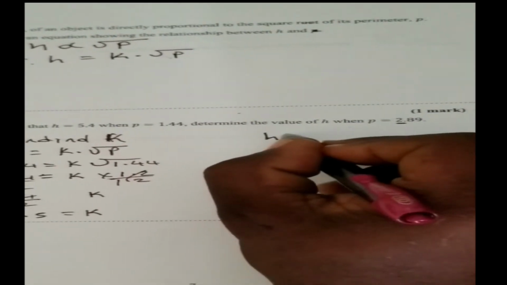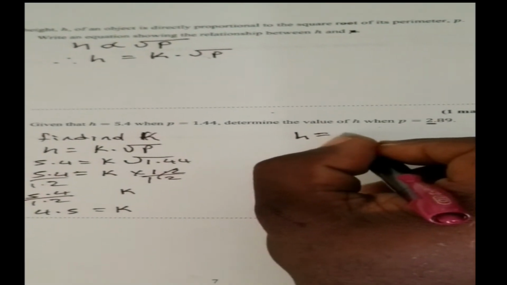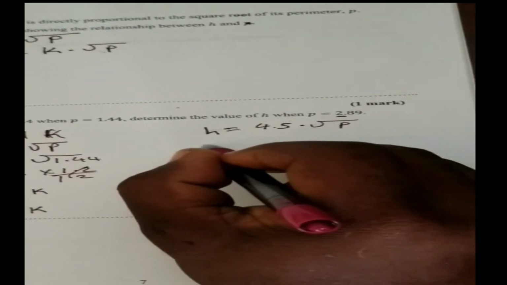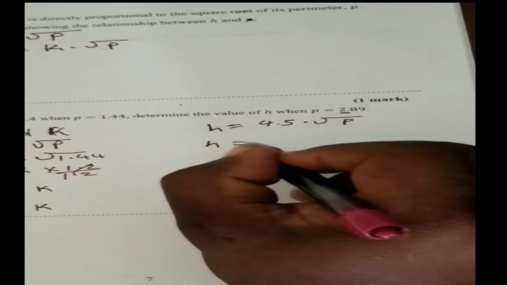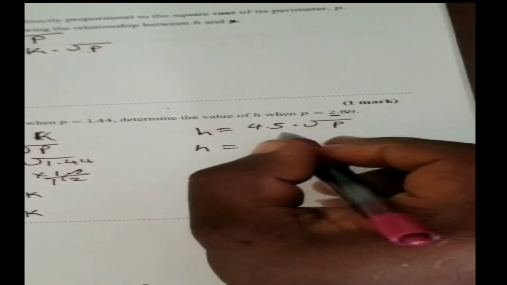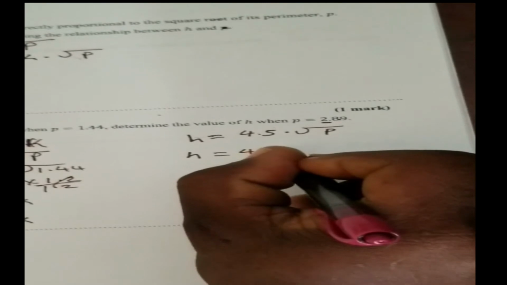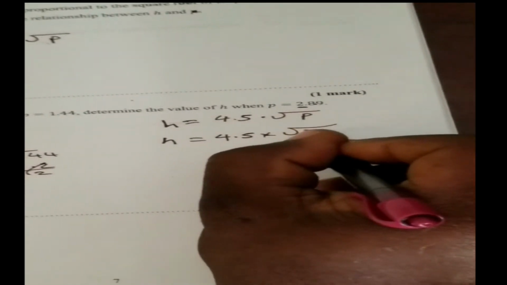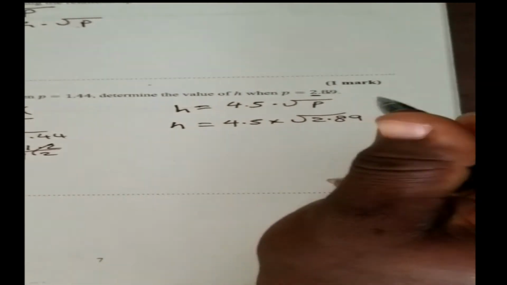So in rewriting the general equation for this, we need to say that h is equal to k, which is 4.5, times the square root of p. And this is us rewriting it in the general equation. With that said, now we want to find h, and we know that our p is equal to 2.89. So we're going to say h is equal to 4.5 times the square root of p, which is equal to 2.89.